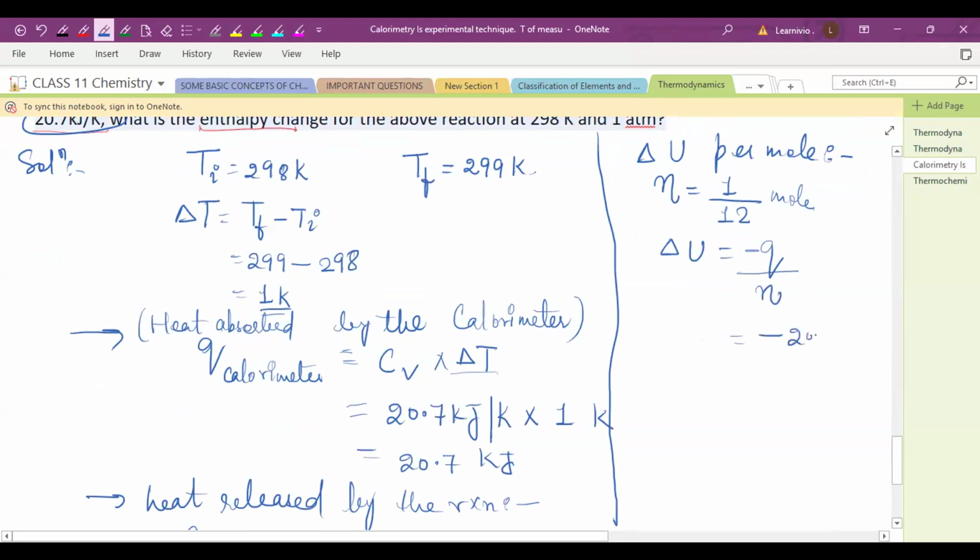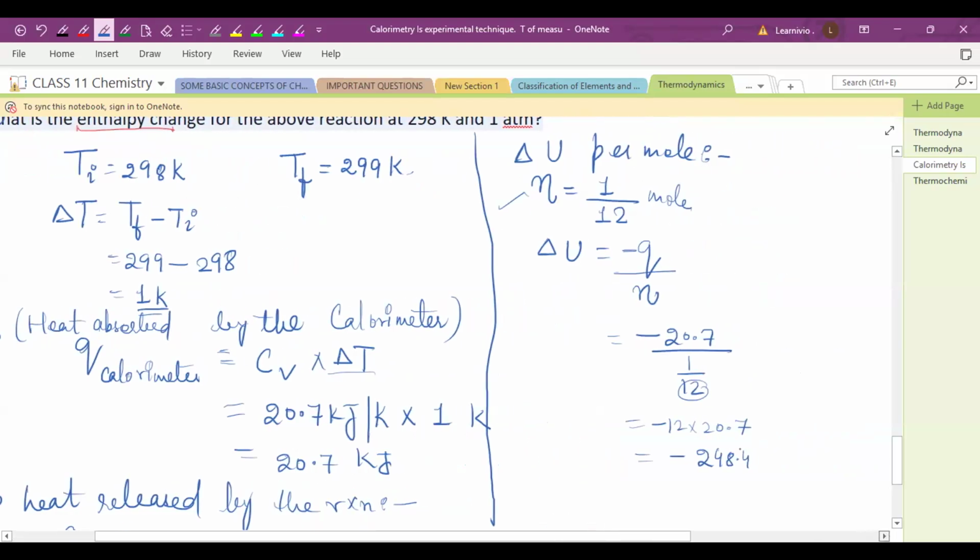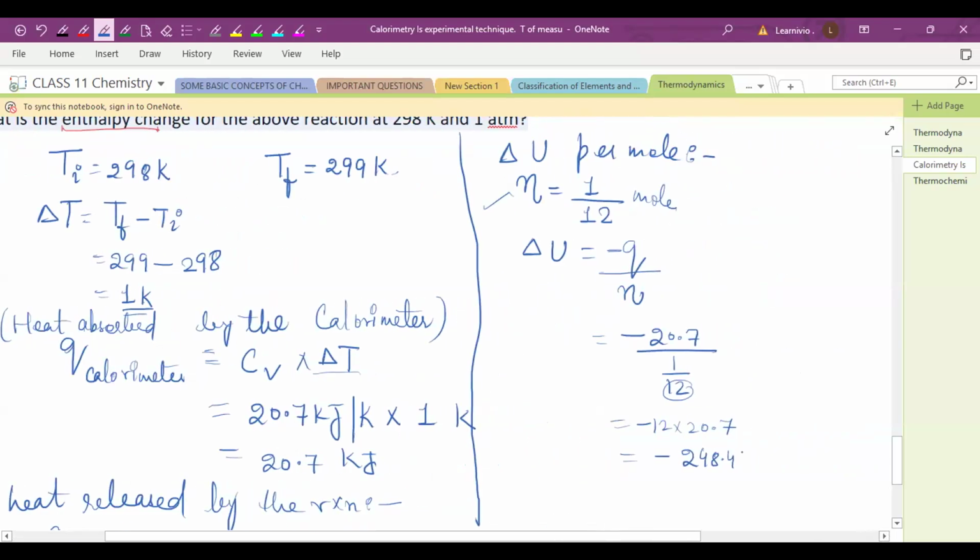So minus 20.7 per mole, and that's the mole we found, 1/12. Now take the 12 upstairs, so minus 12 into 20.7. Just multiply it. It will give you minus 248.4 kilojoule per mole. So that's the delta U value.